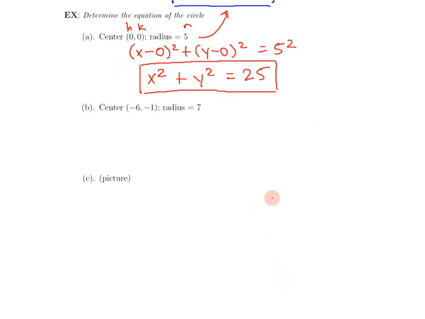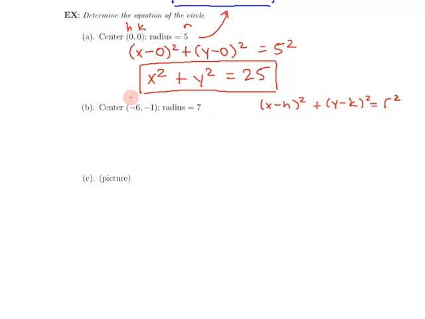Let's try another one. Again, we're given that we have a circle and we know its radius, so we want to find its equation. Remember, the general equation for a circle looks like this: x minus h squared plus y minus k squared is equal to r squared. Now, if you have a question of which formulas you'll need to know, make sure you contact your instructor so that they can tell you specifically how many of these formulas you have to memorize and how many you can have on the test, okay?